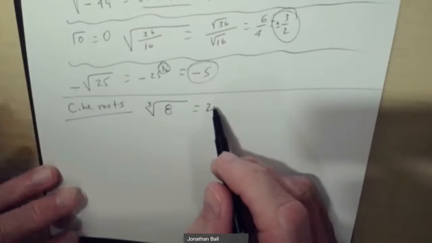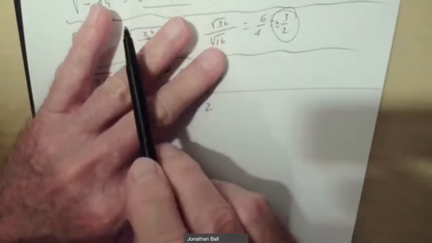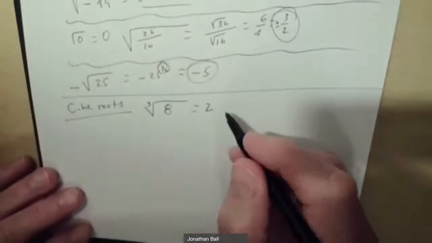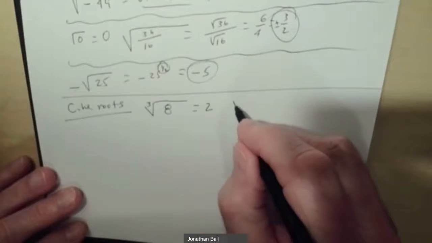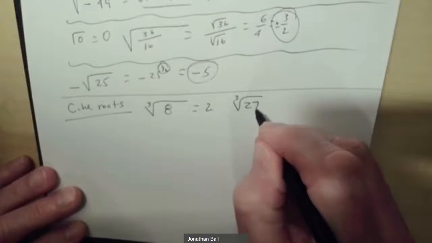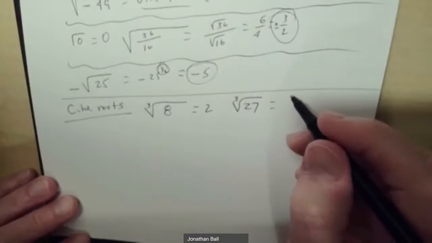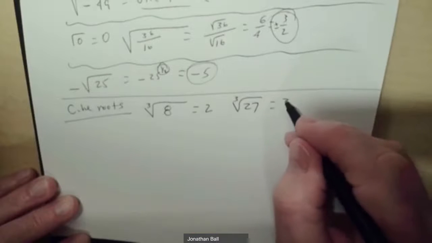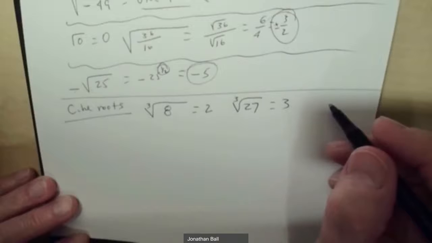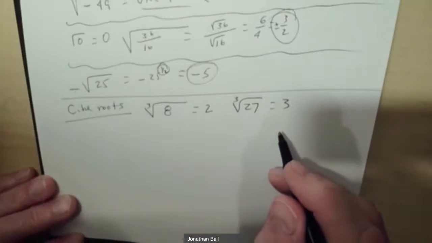And if you forget, 2 times 2 is 4, 4 times 2 is 8, so we're correct. Now, what is the cube root of 27? What number times its own self is 27? It is 3. 3 times 3 times 3 is 27. And again, not plus or minus.